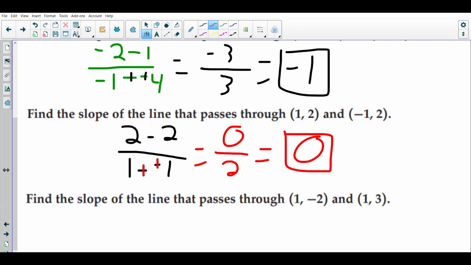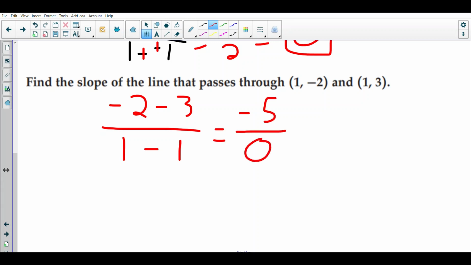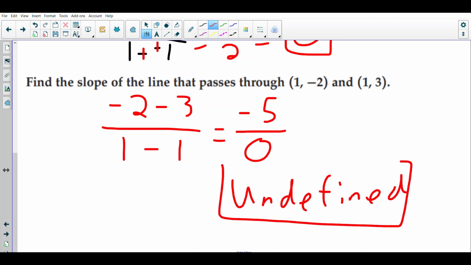Okay, and one more. The slope of the line that passes through 1, -2, and 1, 3. So we have -2 minus 3 over 1 minus 1. Up top, I got -5 divided by 0. Well, I cannot divide by 0, so that would be impossible. This is what we call undefined. So there's an undefined slope. Now, what does that mean?